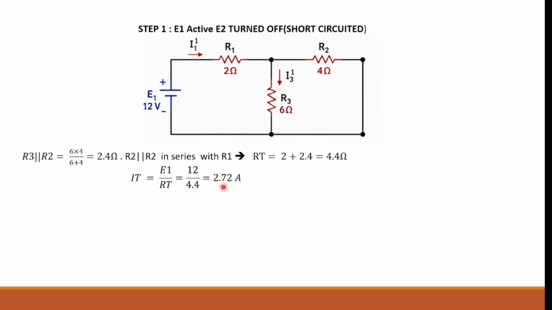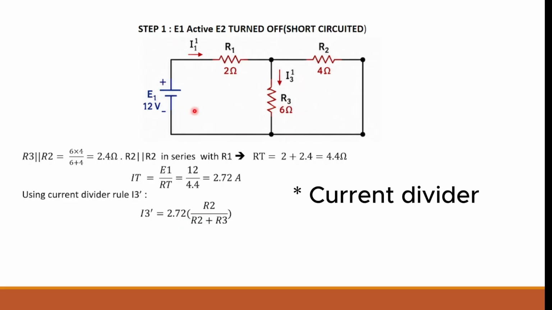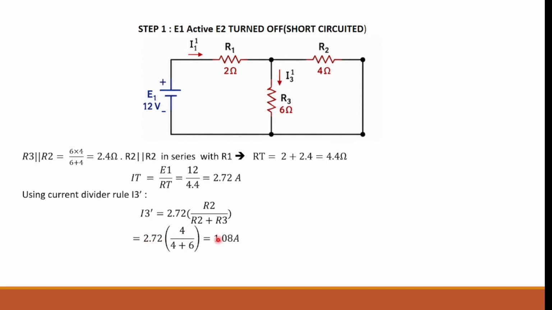Now to calculate our first current flowing through R3, which we denote as I3 prime, we are going to calculate using current divider, which is equal to the total current multiplied by R2 divided by R2 plus R3. People who know voltage divider understand this formula already. If you do not understand that, there is a video on my page, you can check that out to better understand. We substitute the values, and we are going to have a current of 1.08 amperes. That is the value of I3 prime.